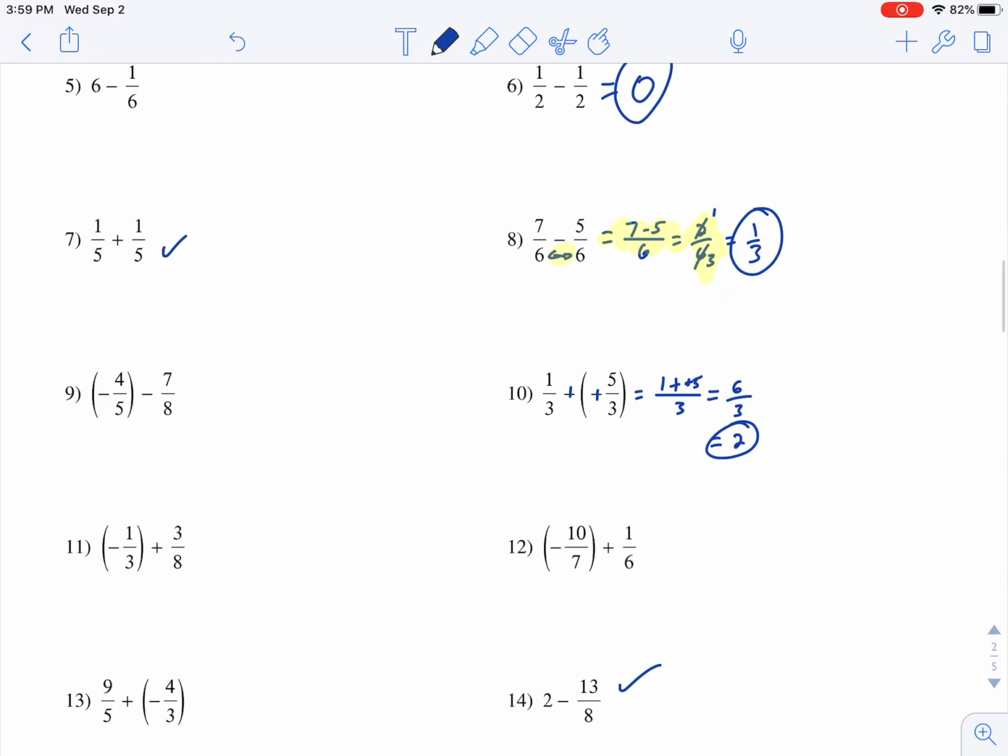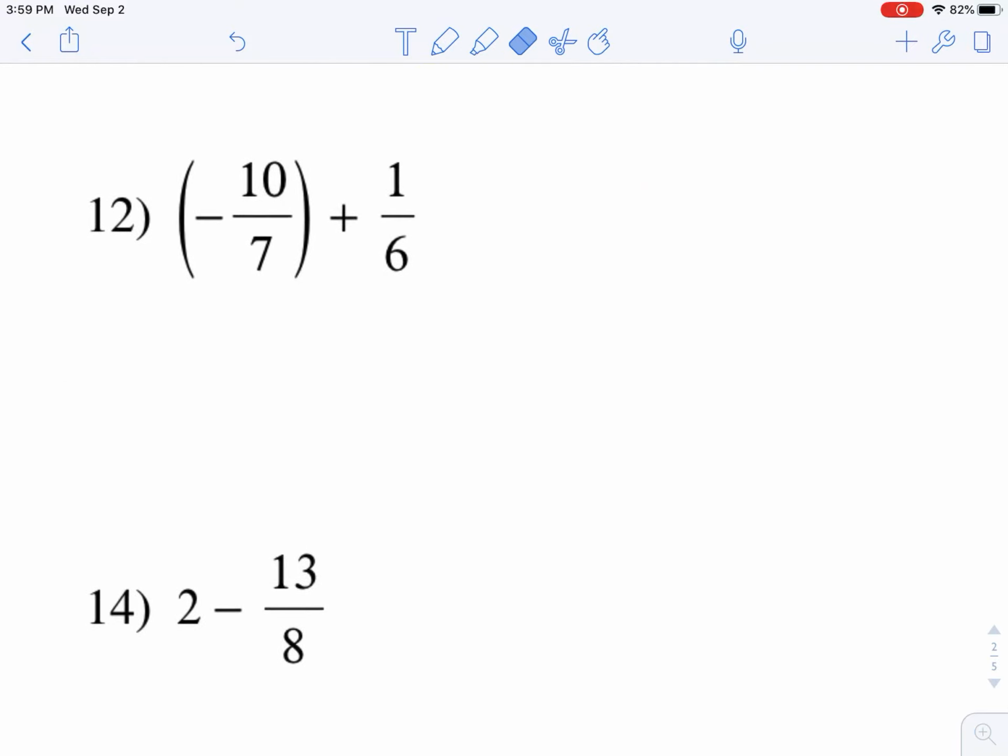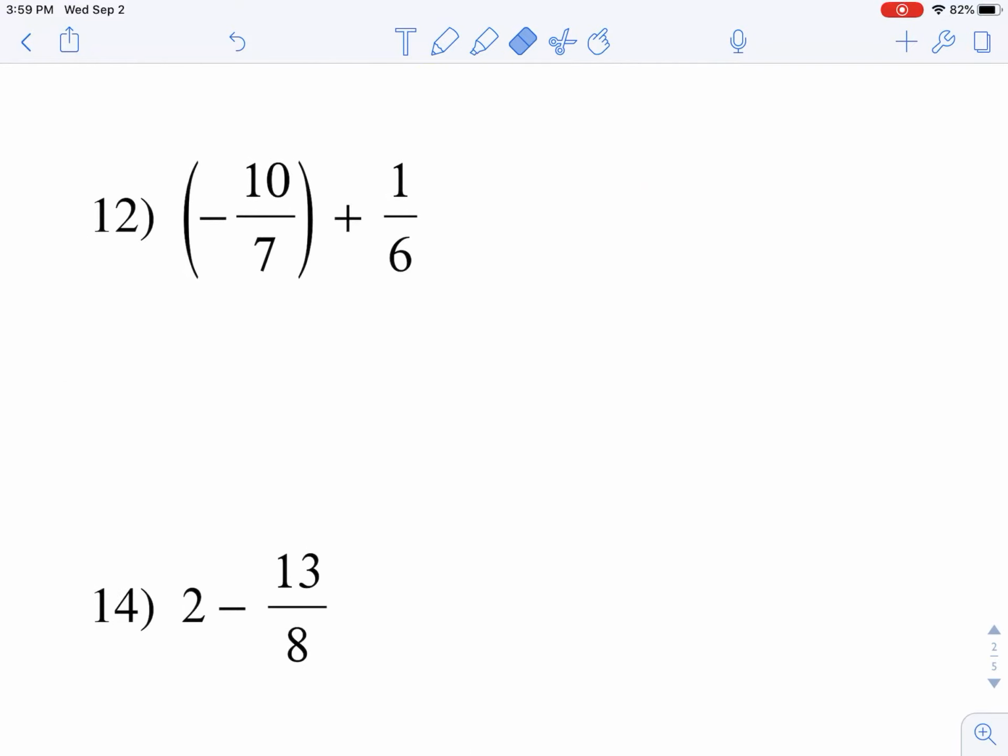And then we're starting to get into denominators that aren't alike. So let's talk about number 12. Clearly, 7 and 6 are not the same. And in fractions, you have to have the same denominator to add them. So we go through this process of finding a common denominator.